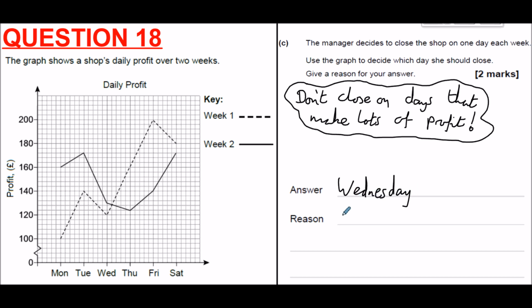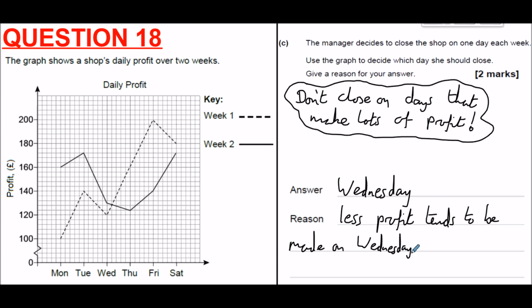And the reason needs to be along the lines of less profit tends to be made on Wednesdays than the other days? So she's essentially just minimizing how much money she'd be losing. So Wednesday and a valid reason. For example, less profit tends to be made on Wednesdays than the other days.